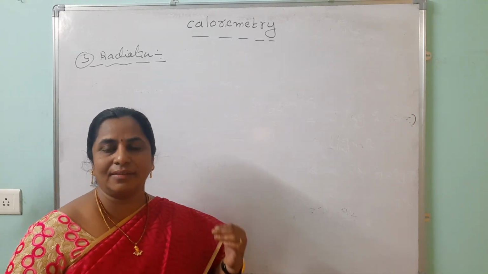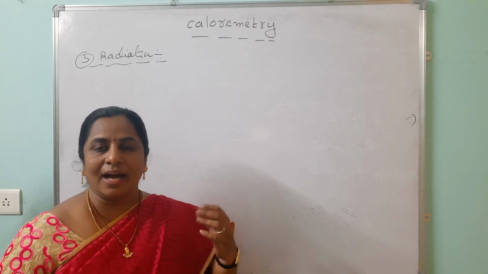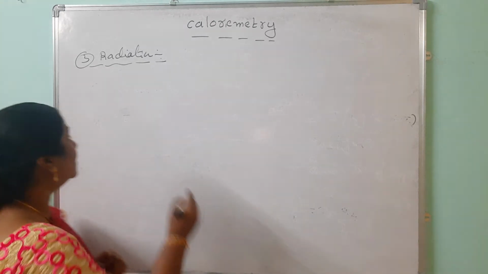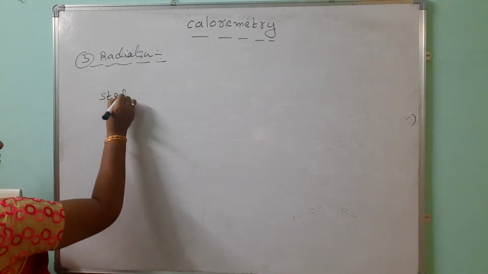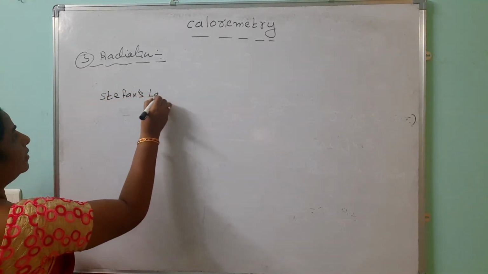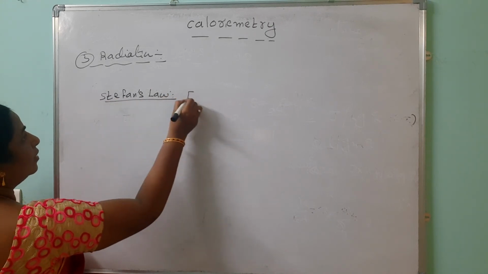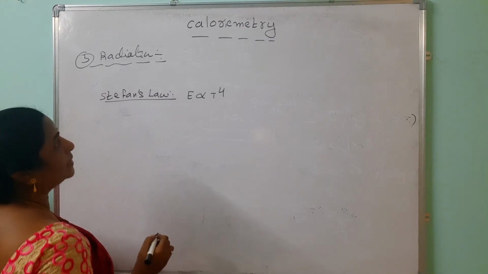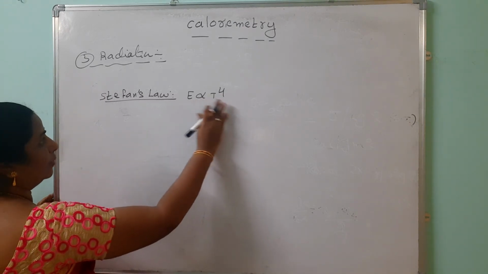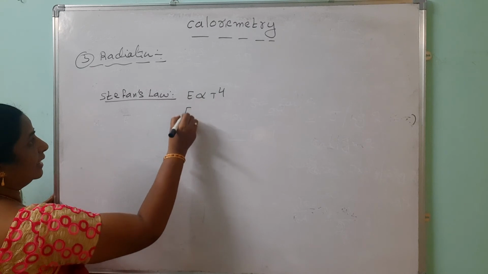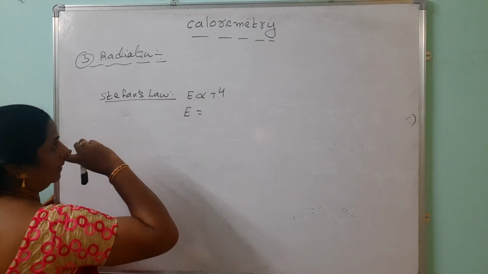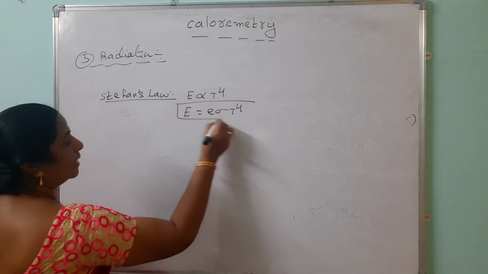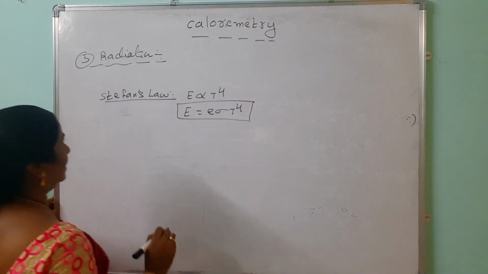So after this, many people have given laws for how we calculate the rate of flow of heat energy. First is Stefan's law. According to that, the rate of flow of heat energy is directly proportional to the 4th power of absolute temperature. It is for a black body. If it is not a black body, we can take one constant e, so E equals e into sigma into T to the power of 4. Here sigma is called Stefan's constant.